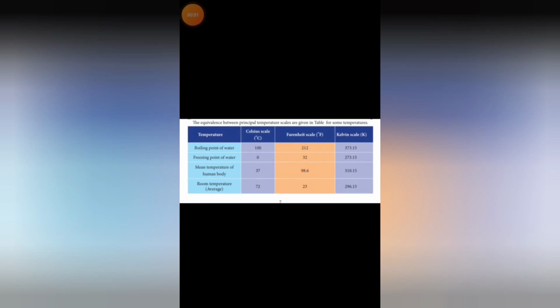Now we are going to see the equivalence between principal temperature scales. In the first tabular column you can see the temperature, then Celsius scale, Fahrenheit scale and Kelvin scale. First one, boiling point of water. Boiling point of water means the upper fixed point: 100 degree Celsius, 212 degree Fahrenheit, Kelvin scale 373.15.